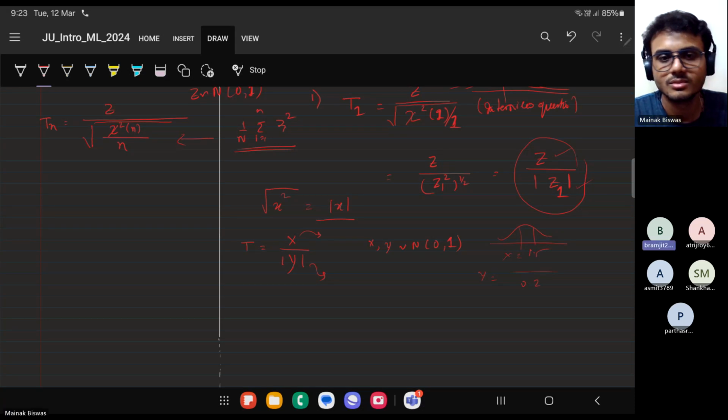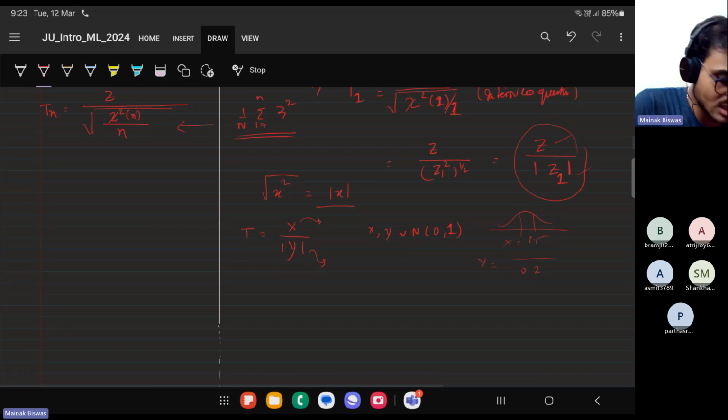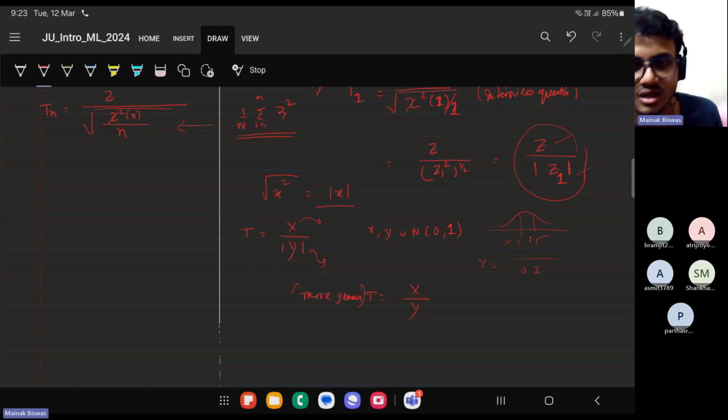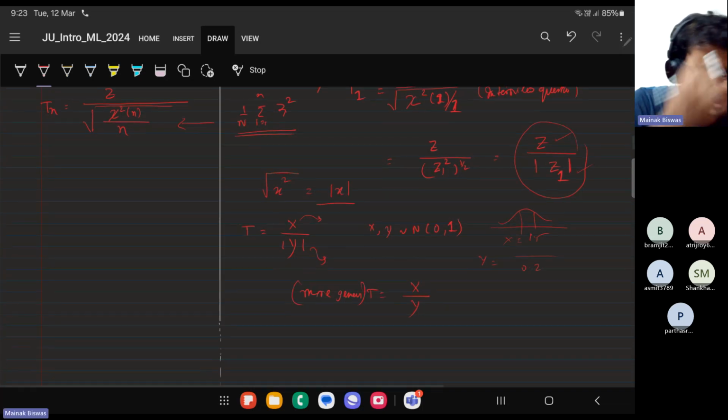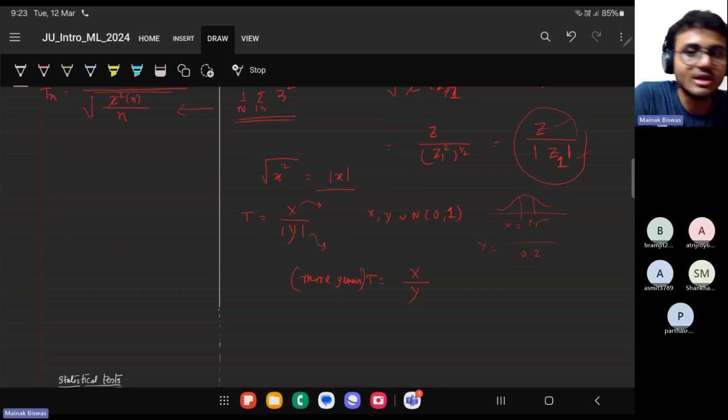Okay, then what is the distribution of T? So in the interview question, you will be asked a more general form, that is, what is the distribution of X by Y? It is more general. Let us see why. Let us do this question, then the above question is just a subpart of that. So it's the ratio of normals. What is the distribution of the ratio of normals? Let us formulate the distribution first, and then we'll solve the integration.